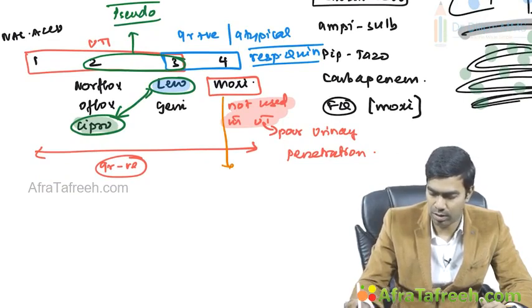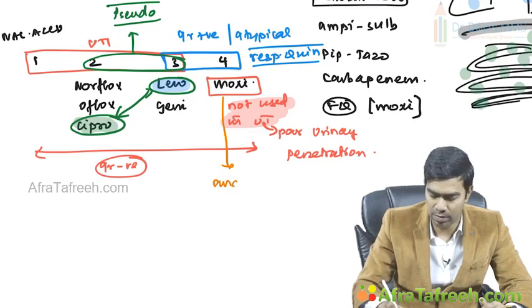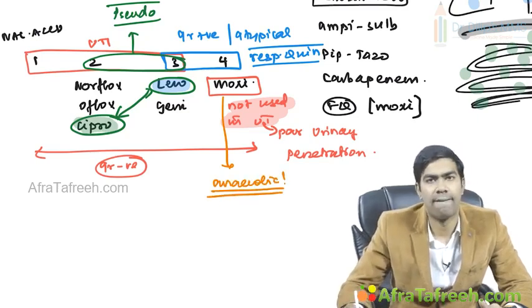If they ask you, moxifloxacin also has an anaerobic cover. If they ask you among all the fluoroquinolones, which has a very good and excellent anaerobic cover, it is moxifloxacin only. So that is the reason why we are using moxifloxacin as an agent in treating lung abscess when we suspect anaerobic contamination. Among all the fluoroquinolones, only moxifloxacin has a good anaerobic cover.